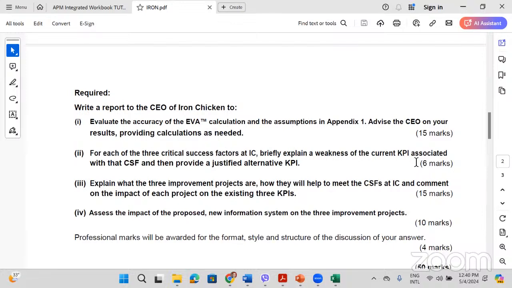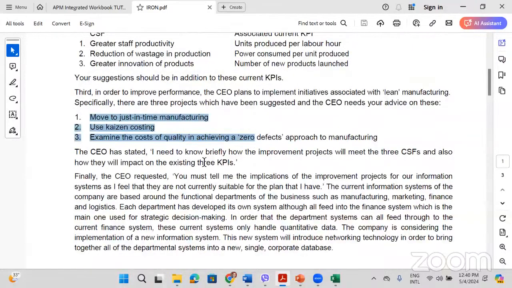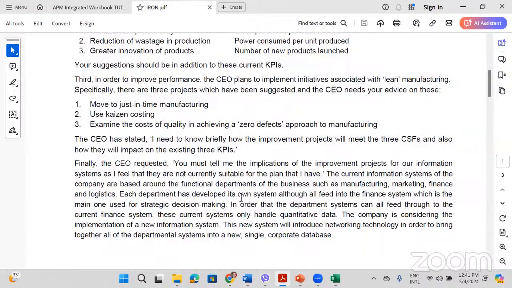This is another good question. Now look at this. Assess the impact of the proposed new information system on the three improvement projects. Now, what are the three improvement projects? These three. Look at this. Finally, the CEO requested, you must tell the implications of the improvement projects for our information system, as I feel that they are not currently suitable for the plan that I have. The current IS of the company are based around the functional departments in the business, such as manufacturing, marketing, finance, and logistics. Each department has developed its own system, although all feed into the finance system, which is the main one used for strategic decision making.